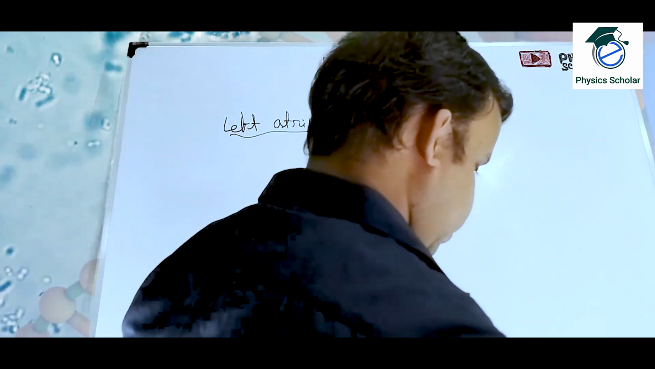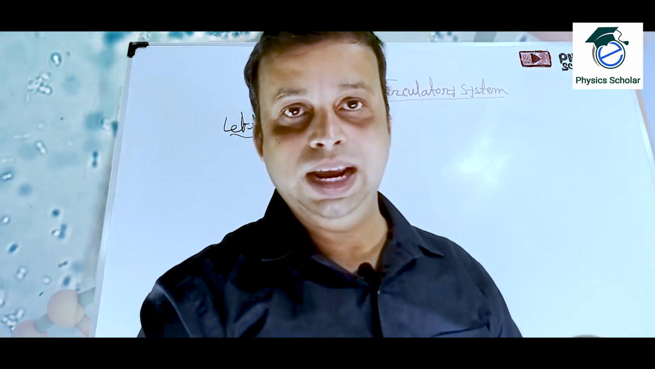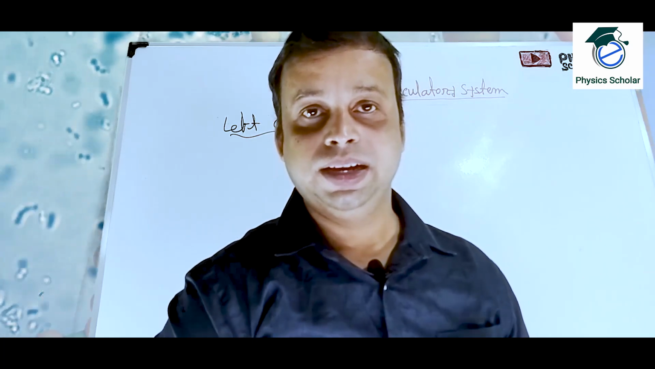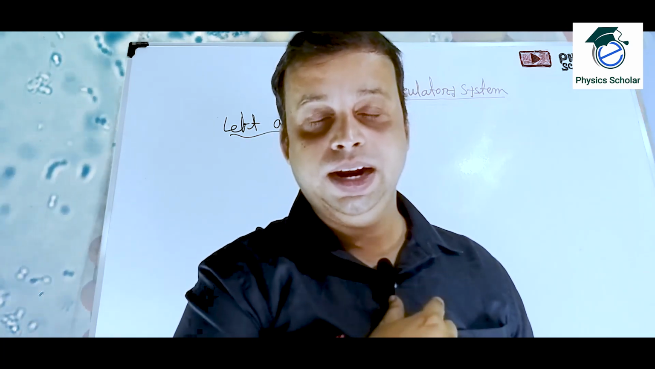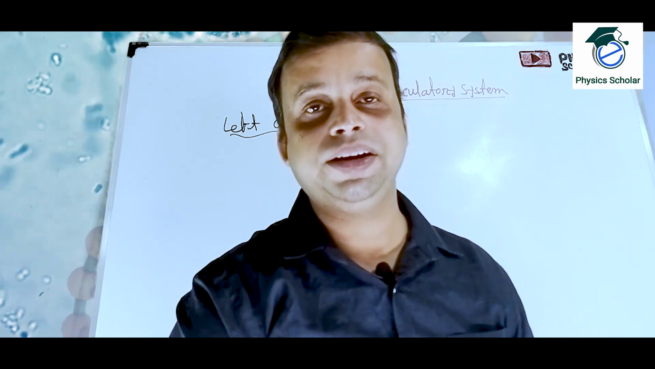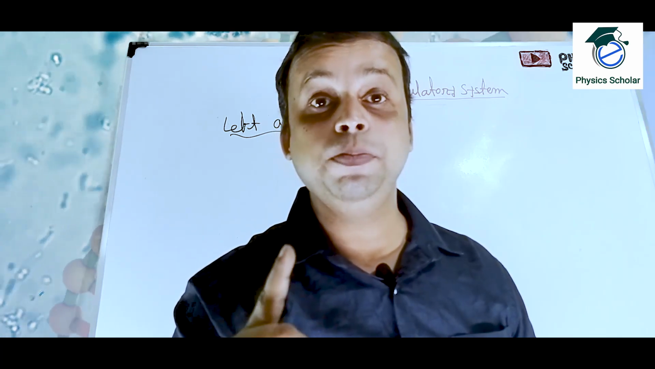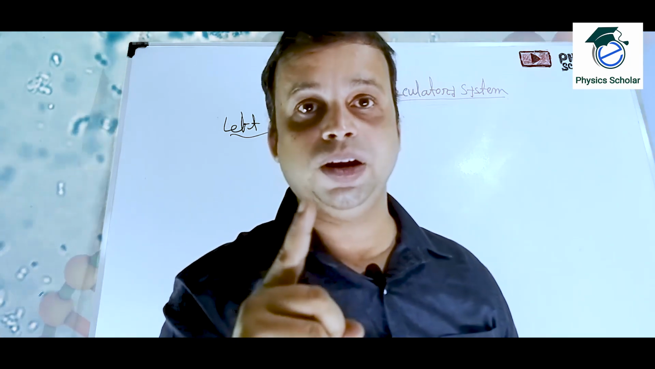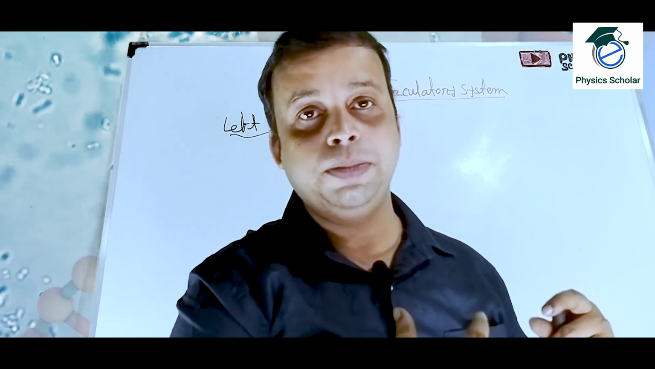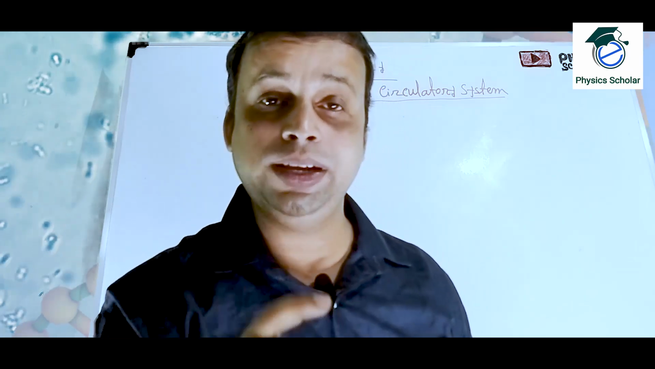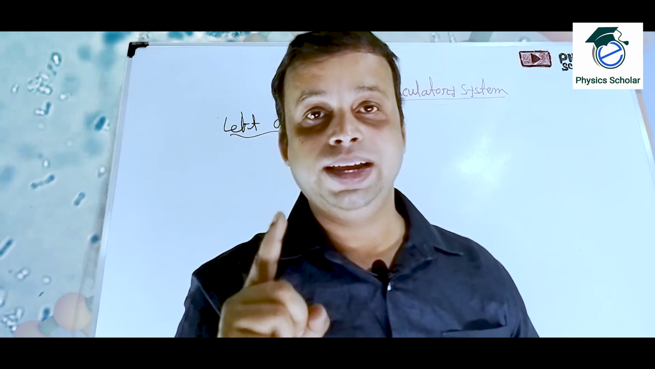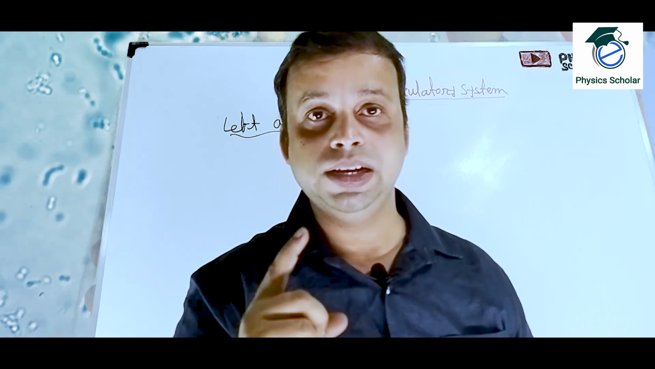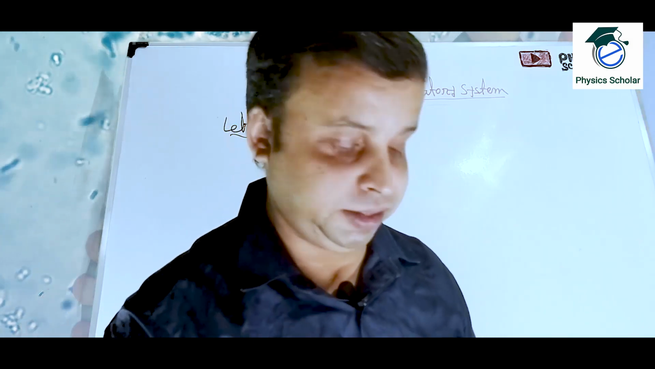Always remember, left side of our heart, left atrium or left ventricle, deals with the pure blood, and right side of our heart, that means right atrium and right ventricle, deals with the impure blood. Clear? So remember, the left side of our heart deals with the pure blood, and the right side of our heart deals with the impure blood.